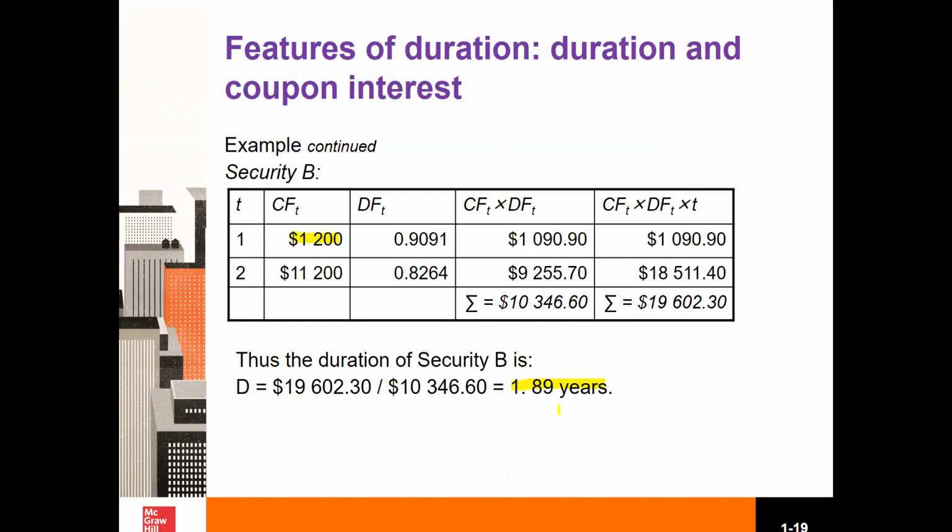This is the end of our discussion on the features of duration. We have seen that duration has a positive relationship with maturity. The higher the maturity, the higher the duration. However, duration increases at a decreasing rate. There is a negative relationship between duration and yield, and also a negative relationship between duration and coupon payment.